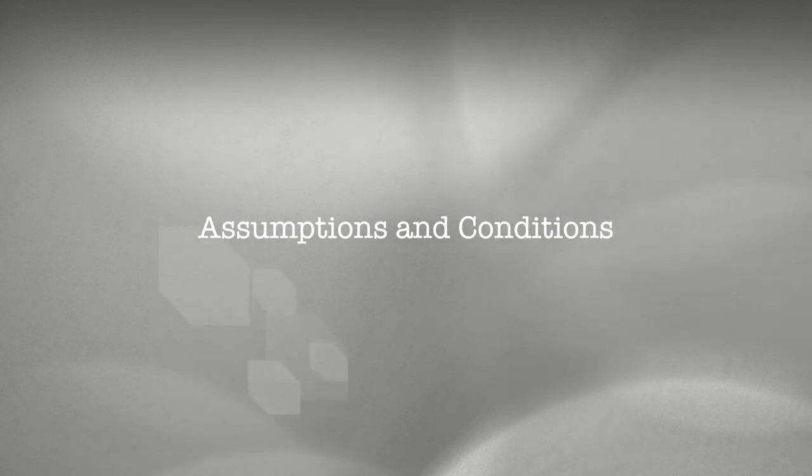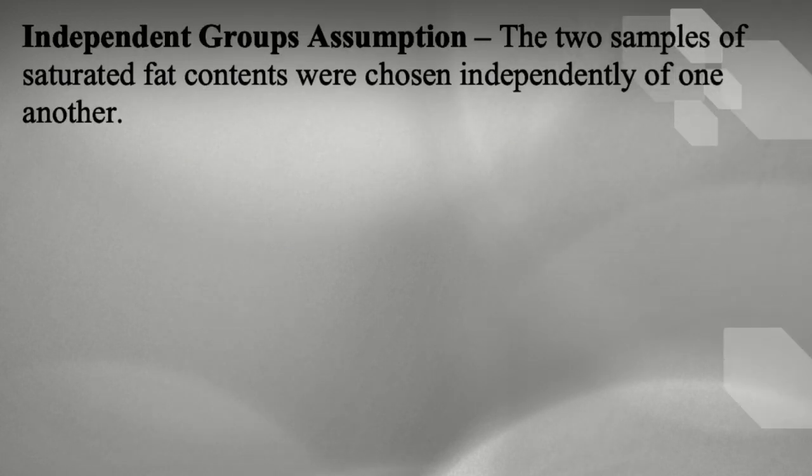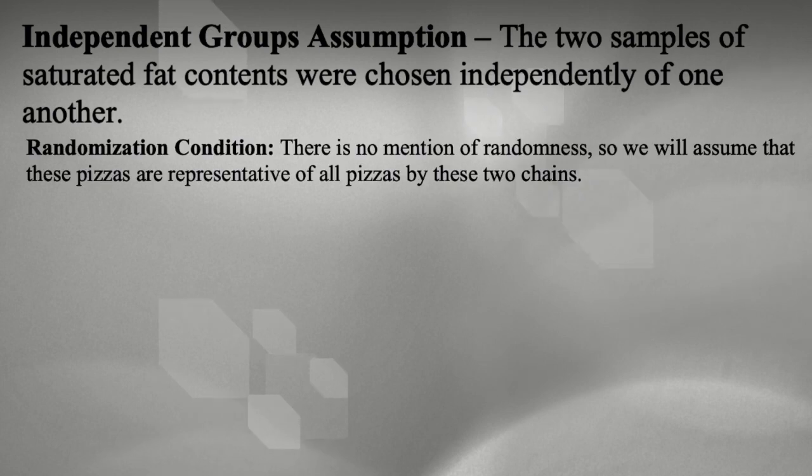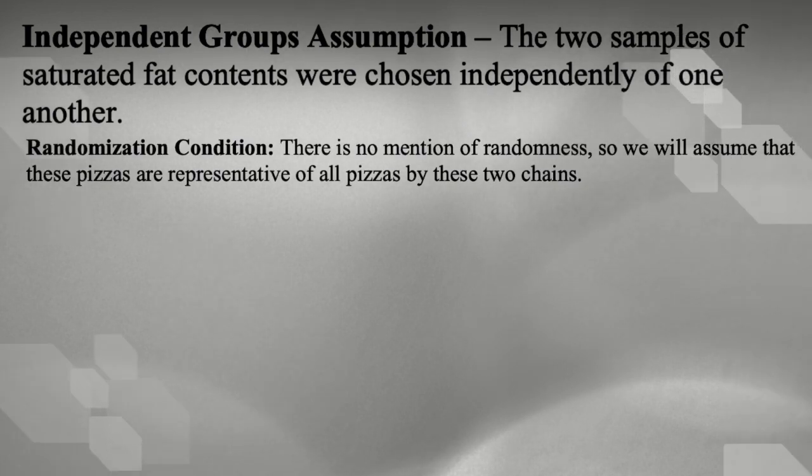Before we jump to the technology, let's check our assumptions and conditions. Number one, independent group assumption. The two samples of saturated fat contents were chosen independently of one another. Next, the randomization condition. There's no mention of randomization, so we'll assume that these pizzas are representative of all of the pizzas by these two chains.